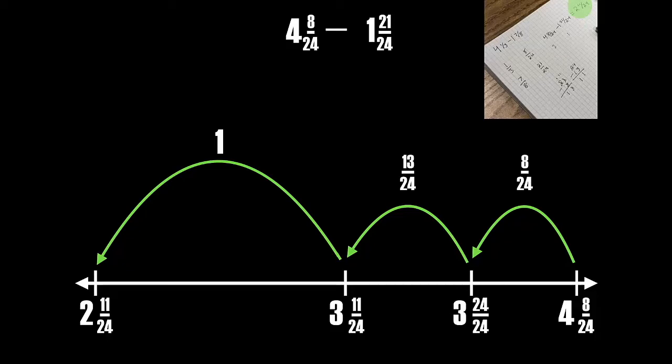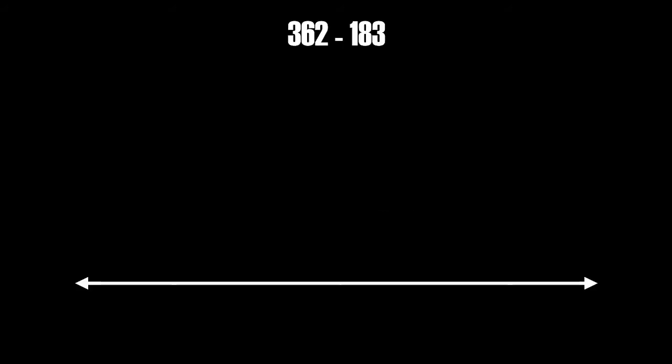And then she was left with 2 and 11/24. What's great about this student is that she's connecting her whole number strategies to fractions. Let's see what it might look like with whole numbers, just so we can make that connection. Well, we separate in chunks.